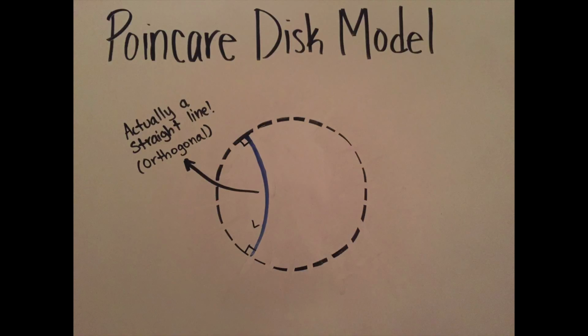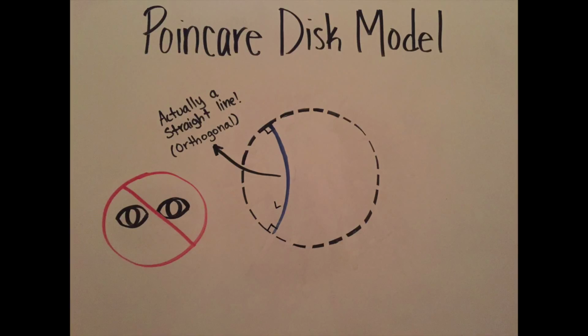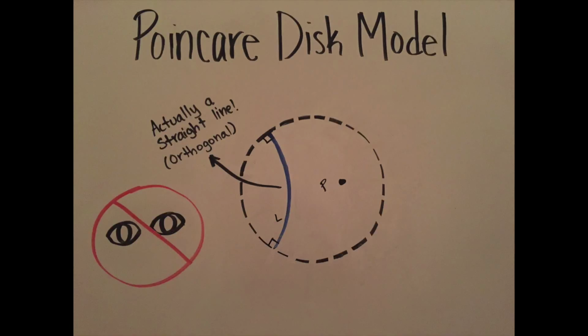On the Poincare disk model, all straight lines appear as orthogonal arcs to us. The term orthogonal means they are perpendicular to the boundary of the circle. The lines appear as arcs to us because of our eyes' inability to perceive hyperbolic space with our limited Euclidean perspective.